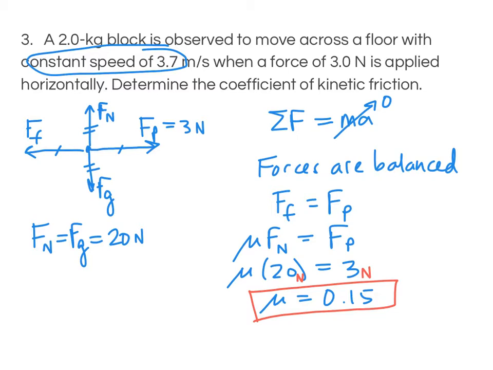One thing to note before we close off here: even though you were given this value of the speed, it does not affect the answer. All we needed to know was that the speed was constant. The problem is not actually asking how fast it's moving. It's really just dealing with the fact that it is a constant speed, and so the forces are balanced left and right.